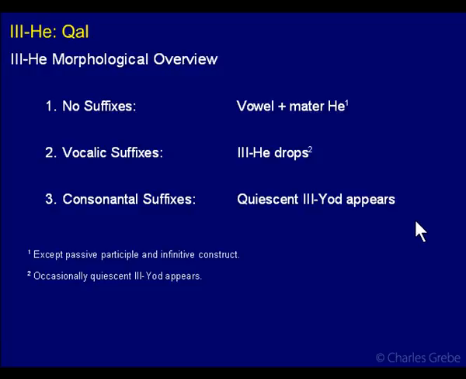Okay, so what are the rules again, just to review? It's all based on suffixes. If there are no suffixes, we get vowel plus mater or he. So we have a vowel of some sort plus mater or he, and we'll look at the details there. We'll see what vowels are there. If there is a vocalic suffix, the he simply drops. And if there is a consonantal suffix, then we see the yud. Yud as a mater, quiescent yud.